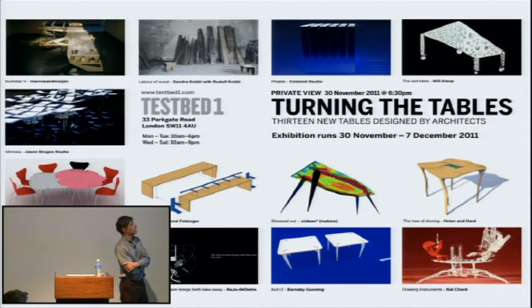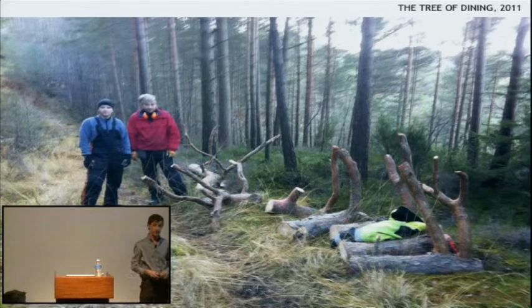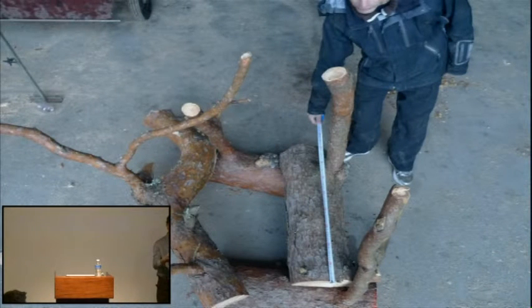We got invited to make a table in the Testbed 1 gallery. There are different architects. The exhibition is called Turning the Tables, and there are exhibited different models for tables. Our project is called the Tree of Dining, and the idea was to go in the forest and find trees or parts of trees which you could then assemble together, using the very strong connection between the branch and the trunk in a constructive way for the table.